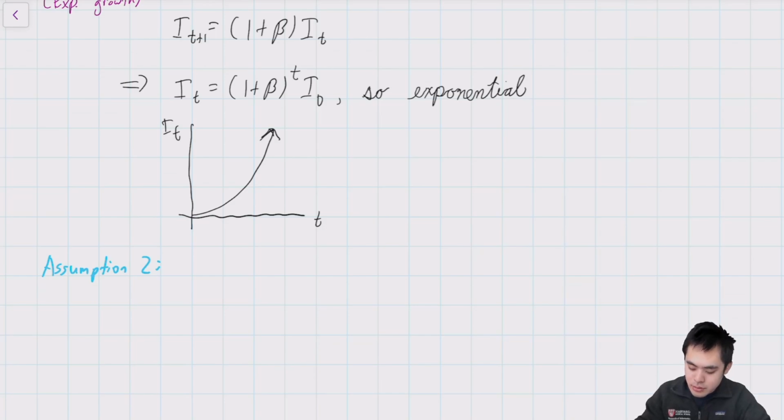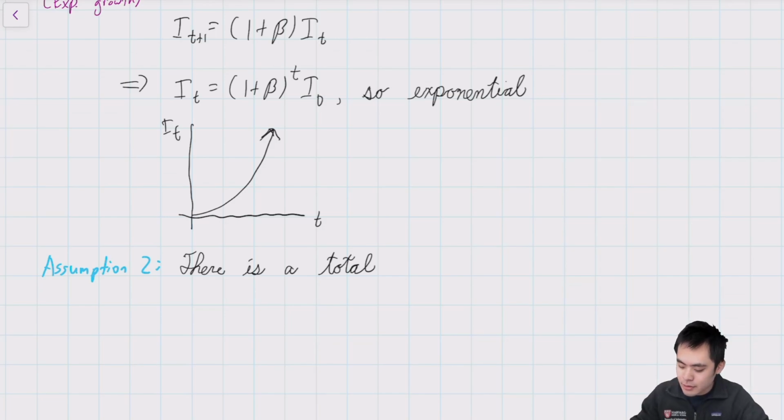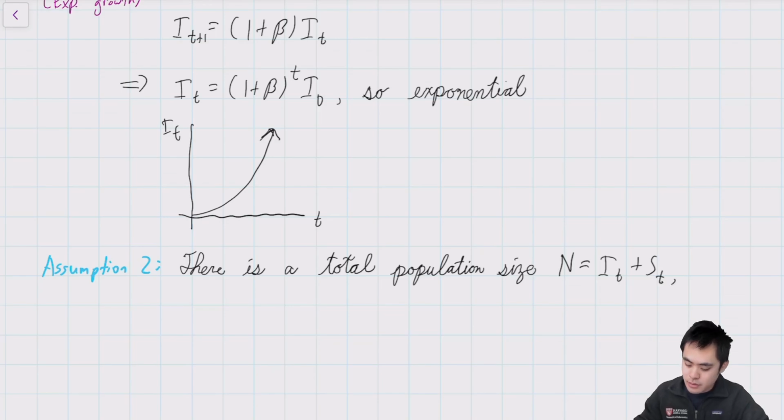So let's encode that. So this is assumption 2, which is there is a total population size, let's call it n. Population size n, which is equal to I sub t plus S sub t, where S is the number of susceptible individuals.